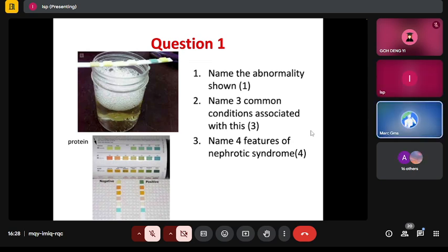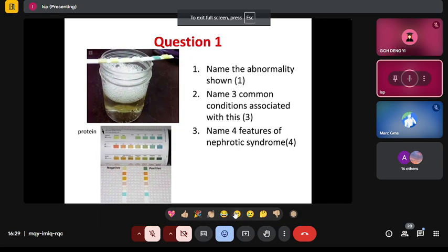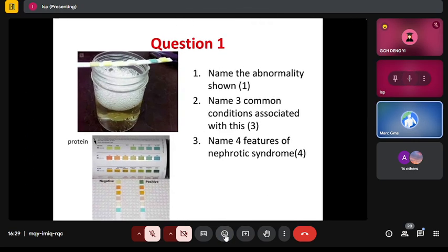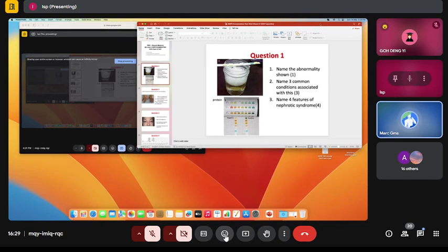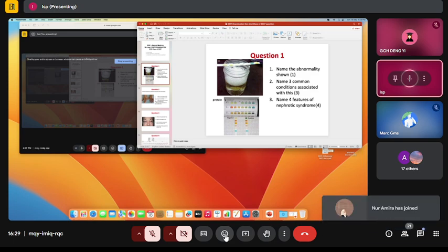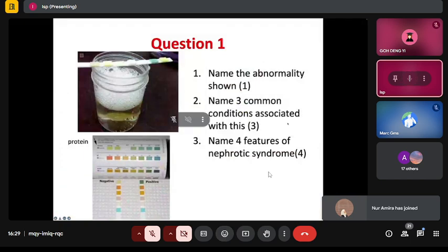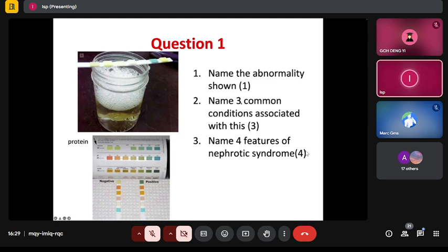Liver disease, kidney disease, nephrotic syndrome. Okay. You cannot give me something too general like liver disease or kidney disease. It's too general. You need to give me a very specific answer. You can give me nephrotic syndrome, yes. Diabetic nephropathy, okay. Liver failure, no. Liver failure itself does not cause nephrotic syndrome. It does not cause proteinuria. So liver disease is not counted.